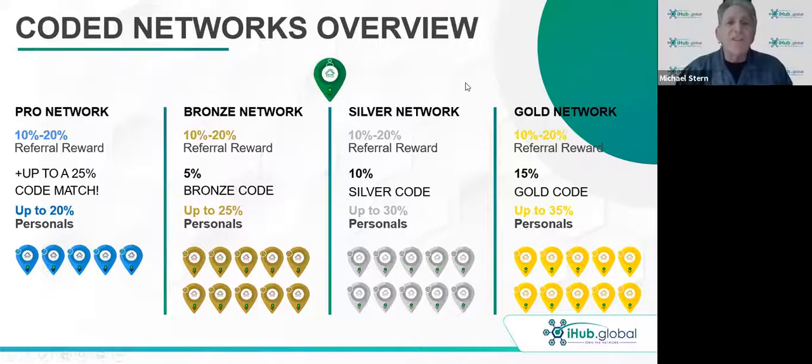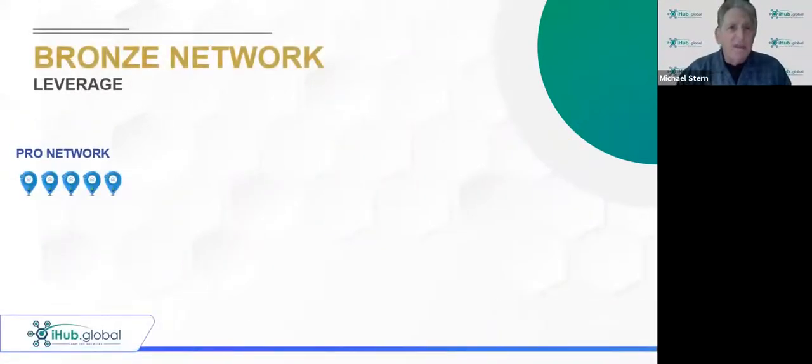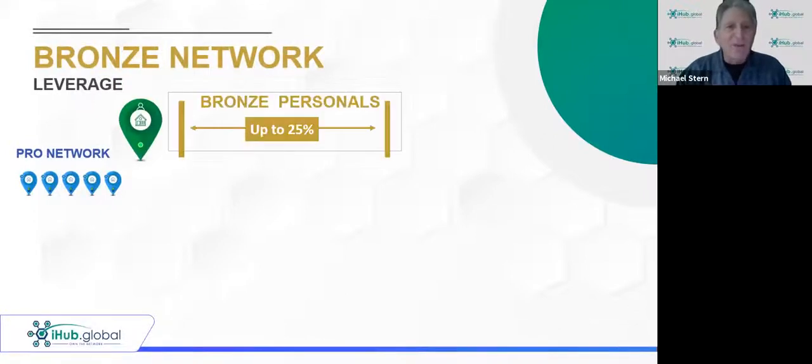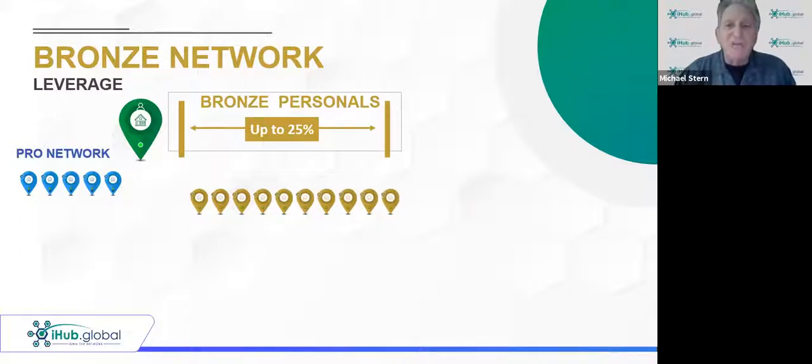We're still talking about the coded networks. This was just the overview, but I want to show you really how this actually operates. So you've got your 5 pro people that you brought in. Now you're bringing in your personals that are the beginning of your bronze team. You're going to have up to 10 personals that you've got to do this with. Now, the way this works is that as these 10 people begin building their own affiliate teams in iHub, they're going to start with their own pro team, their first 5 people.